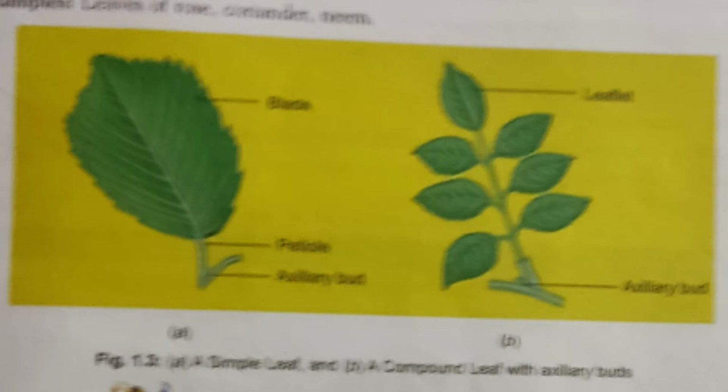Number 2, compound leaves. The lamina is divided into two or more leaflets. The leaflets may either arise on the sides or at the tip of the petiole. A bud lies in the axil of the whole leaf. The individual leaflets do not have these buds.